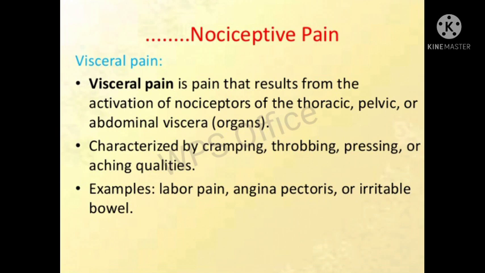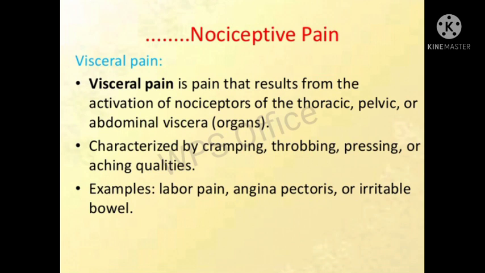Then under the visceral pain, this occurs due to damage in our visceral organs, like the liver, heart, stomach, etc. According to these areas, we will have pain like cramping of the stomach, throbbing, pressing, and aching qualities.